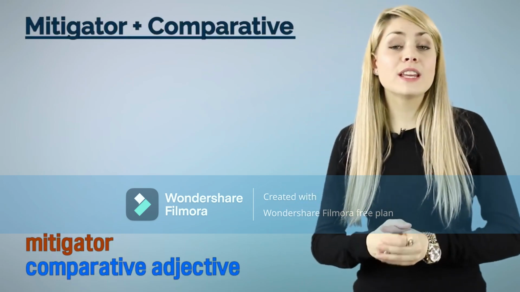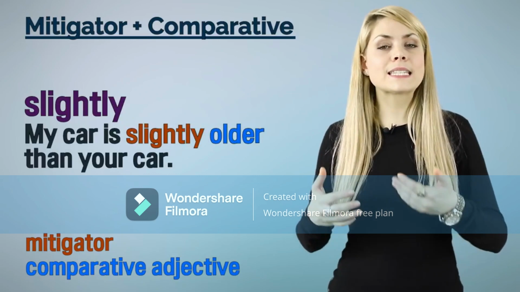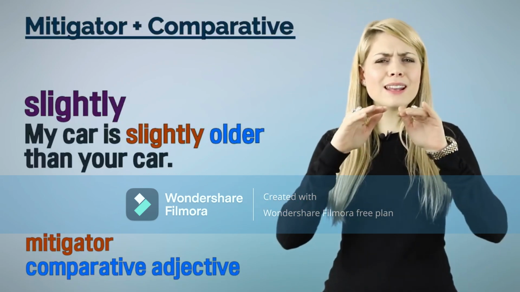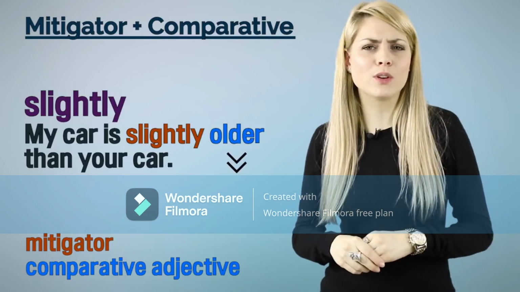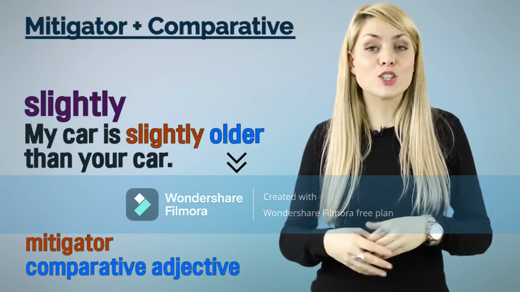And finally, we can say slightly. For example, my car is slightly older than your car. So it's just a little bit older than your car. It's weak because of this mitigator.